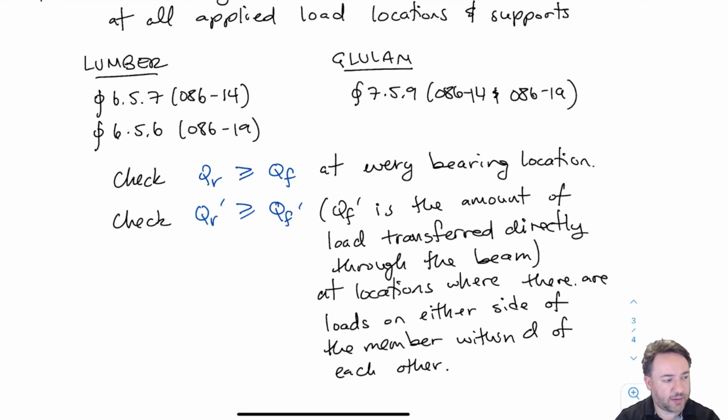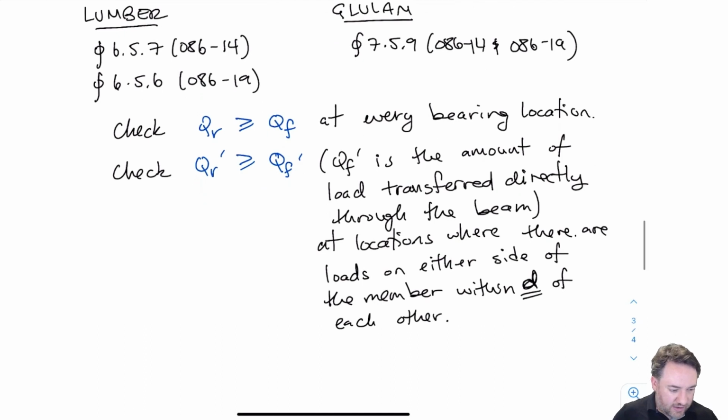And I'm going to check QR prime, the effect of loads applied near a support resistance, against those loads that are transferred directly from the top to the bottom of the beam, i.e. not transferred in shear to the reaction. And I'm going to check that at any locations where I have loads on either side of the beam that are within D, that is the depth of the beam, from each other. That's D.